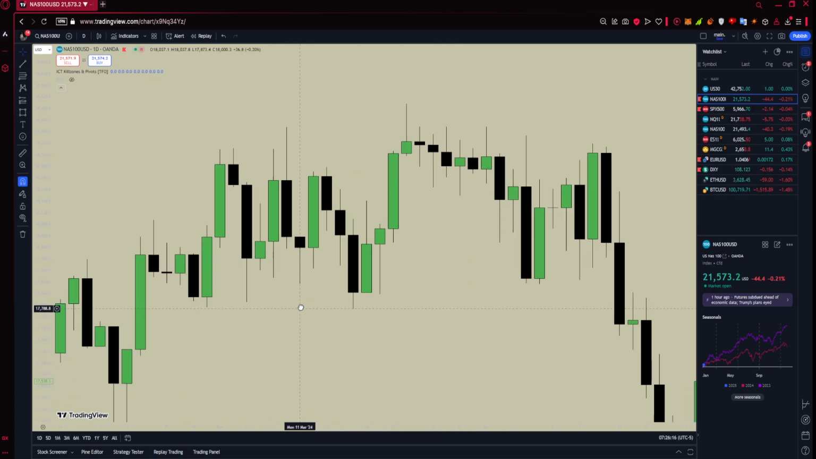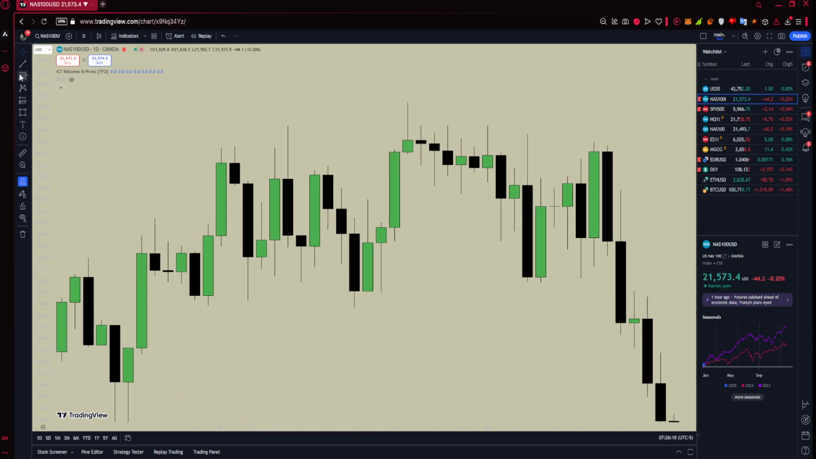Right? The wicks did the damage here. Down here they did the damage. But look at the body, closed right above. The wicks did the damage, the body tells the story. Runs up. So, time-based liquidity plus bullish LC.